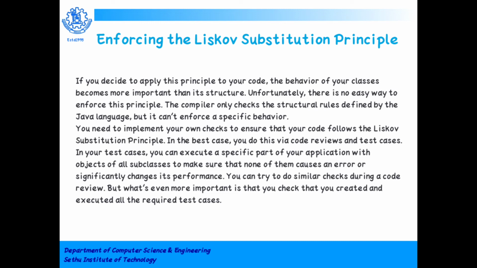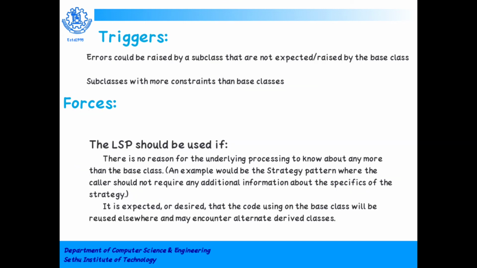In your test cases, you can execute a specific part of your application with the objects of all subclasses to make sure that none of them causes an error or significantly changes its performance. You can try to do similar checks during a code review, but what's even more important is that you check that you created and executed all the required test cases. Now we see the triggers.